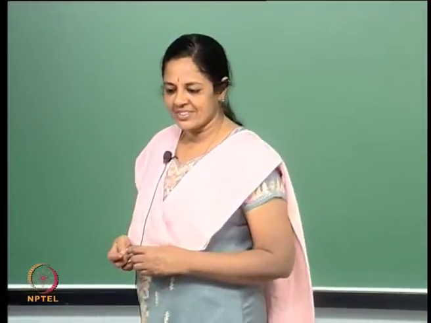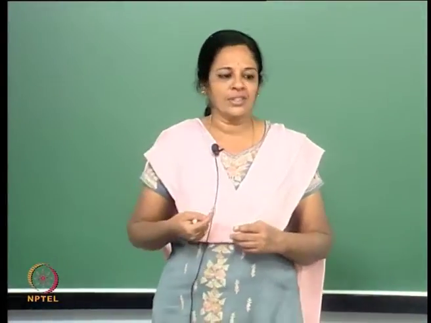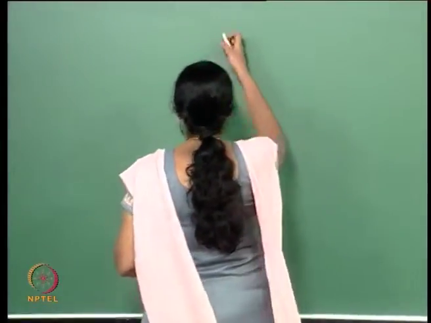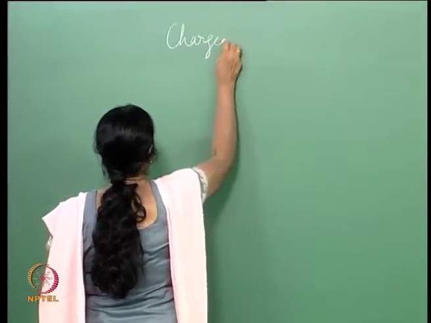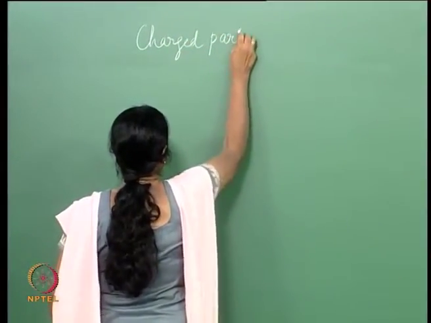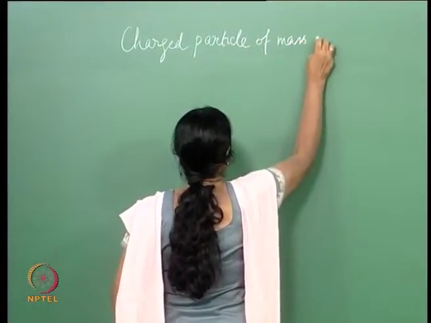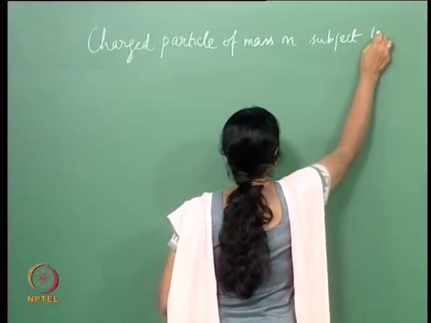Yesterday we were talking about a charged particle in a homogeneous magnetic field, and I said I will take the field along the z direction. So, today we will continue with that problem of a charged particle of mass m subject to a uniform magnetic field.